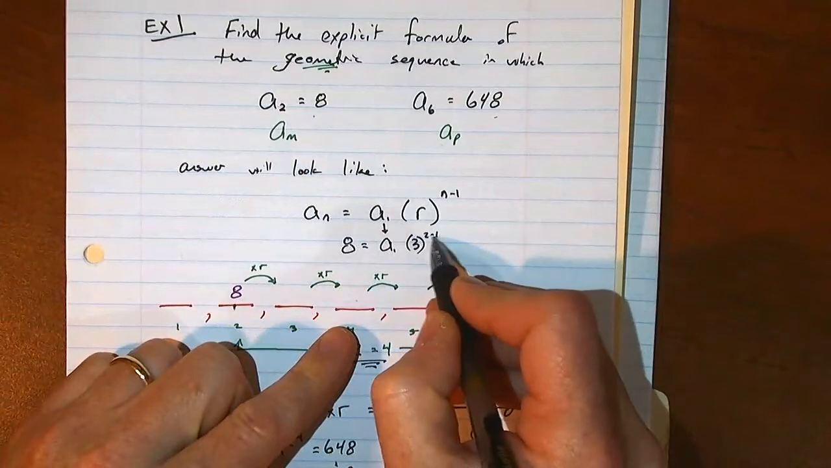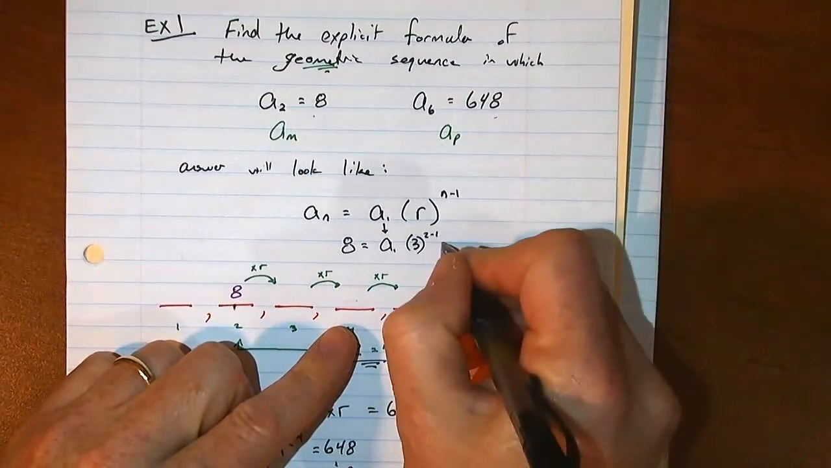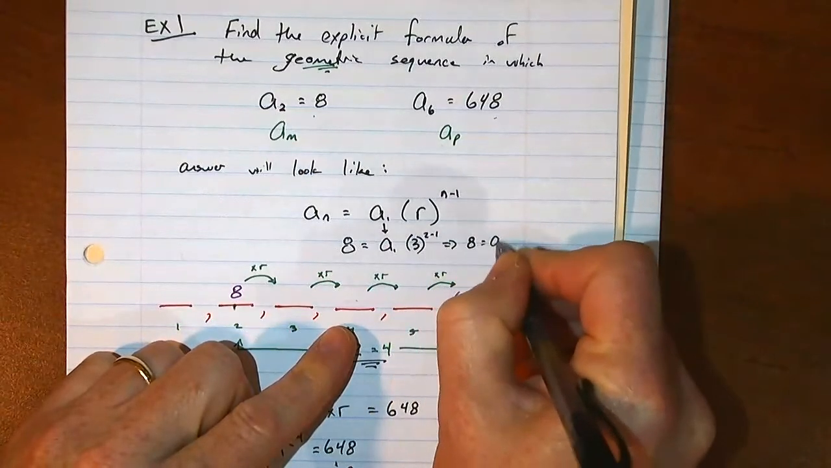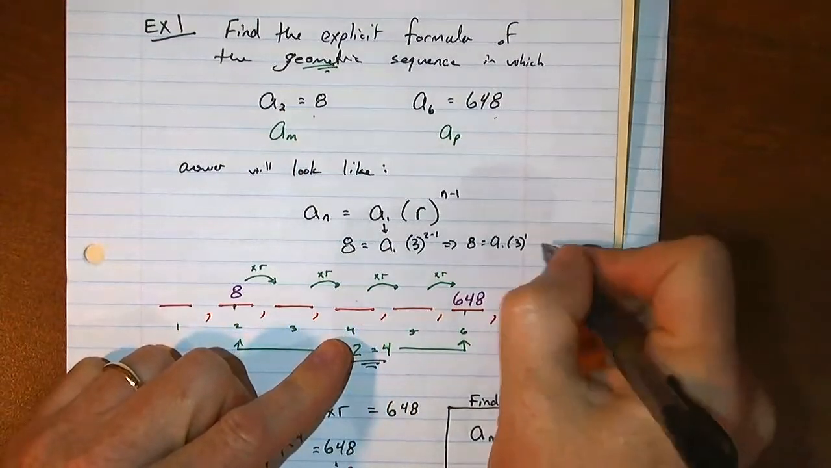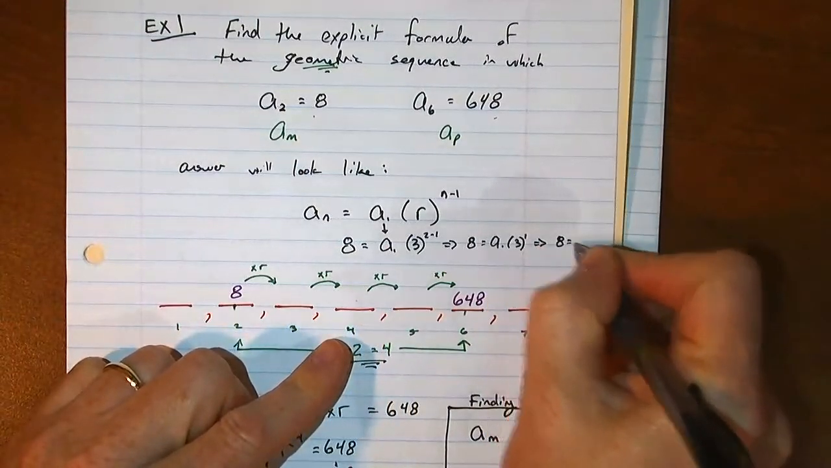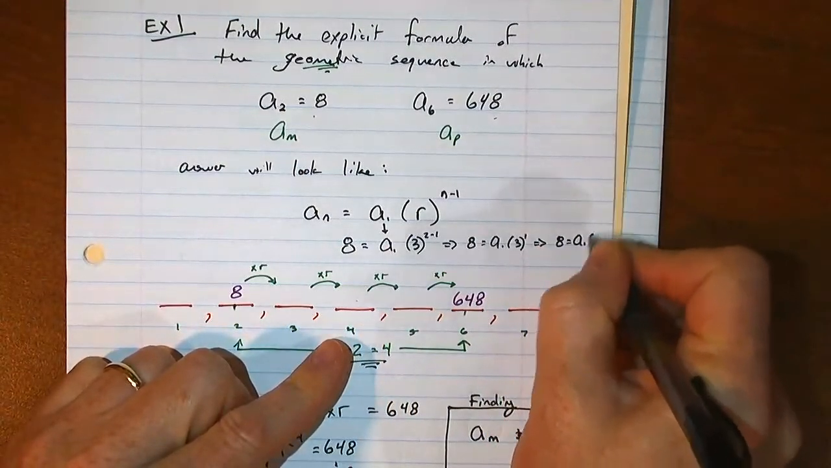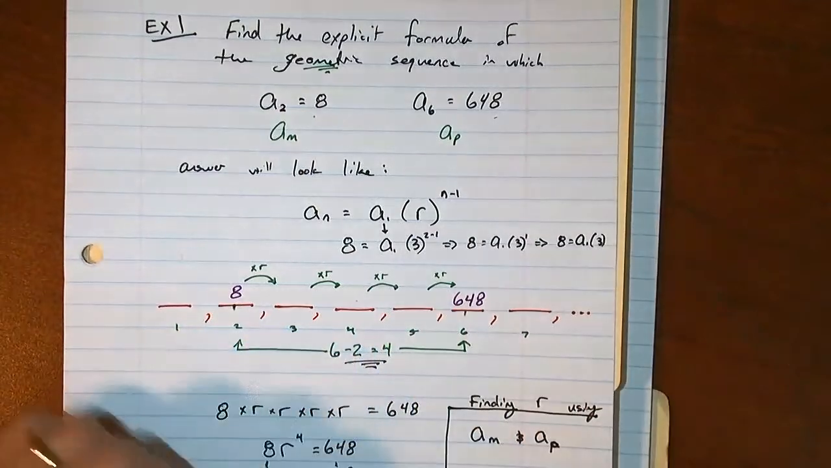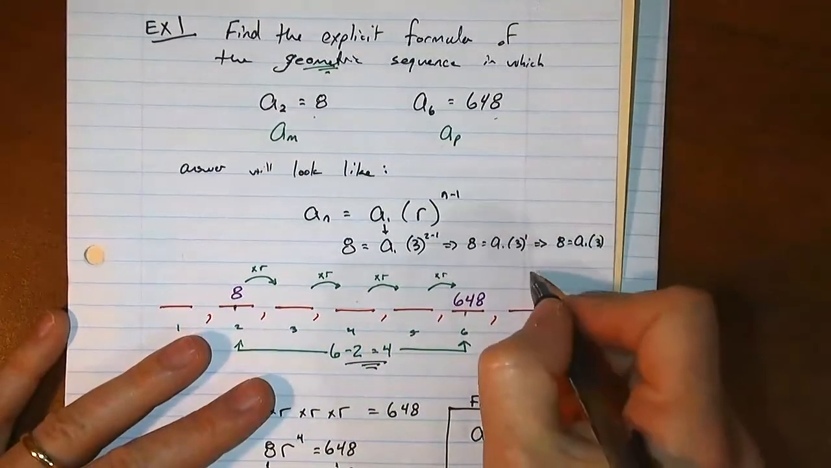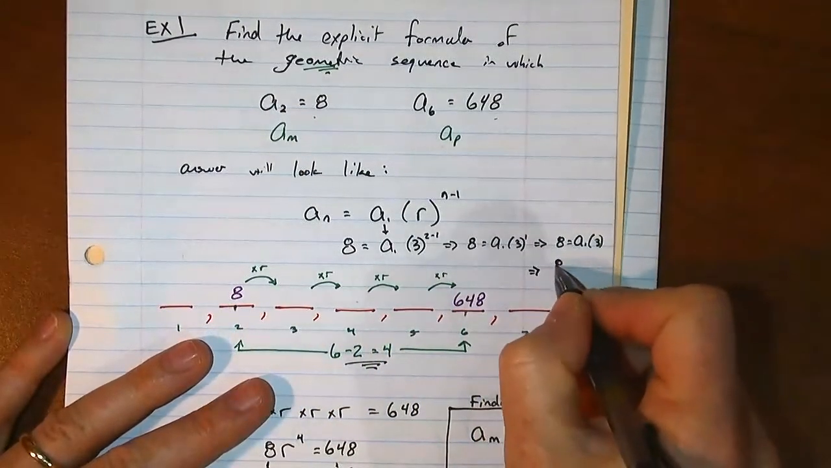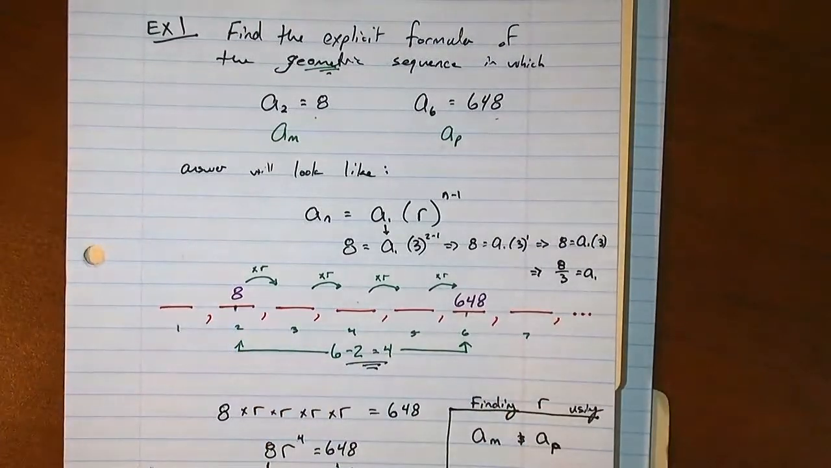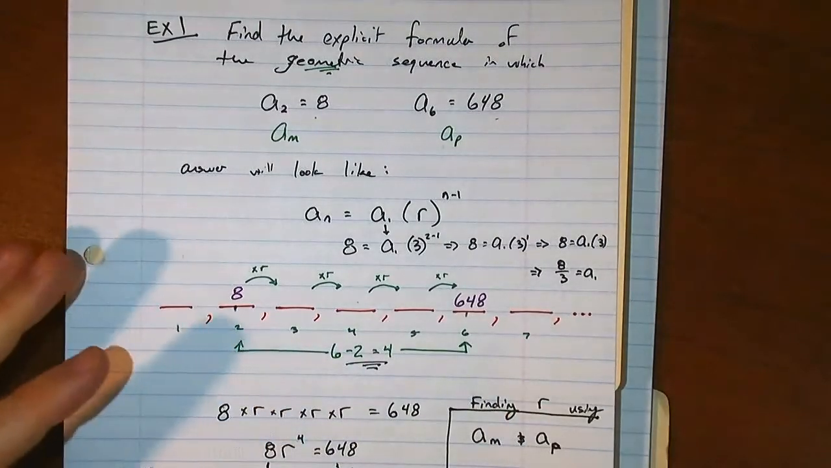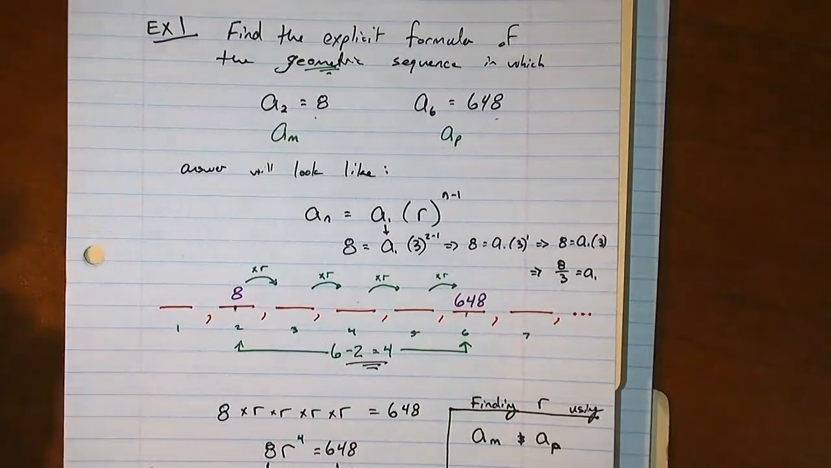So 2 minus 1 equals 1. 3 to the first power equals 3. And now if I want to get a sub 1 by itself, I just divide both sides by 3. And 8/3 is the value of a sub 1. Okay, so I've got my answer to this problem, or I have everything that I need.